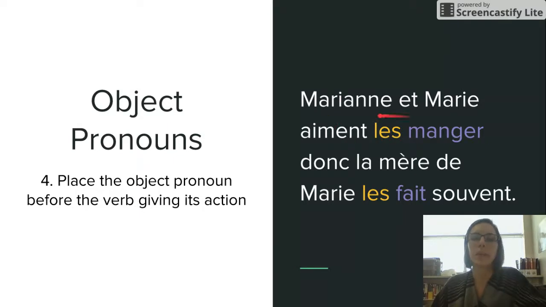We had Marianne et Marie aiment les manger. The reason why we put les before manger is because as much as Marianne and Marie are liking the fries, they're not just liking the fries, they're liking to eat the fries. Eating is what they're doing to the fries, so they need to have the object pronoun right before manger. Donc, la mère de Marie les fait souvent. What is the mère making? She's making the fries, so les will come before fait because that's the verb giving the fries the action of being made.